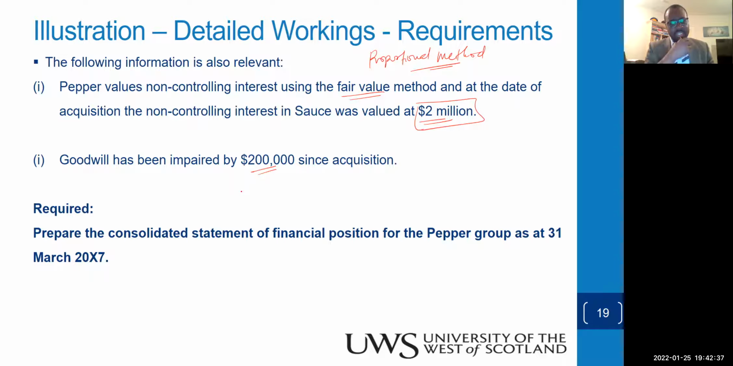Prepare the consolidated statement of financial position for the parent group as at 31st March, as at the reporting date.